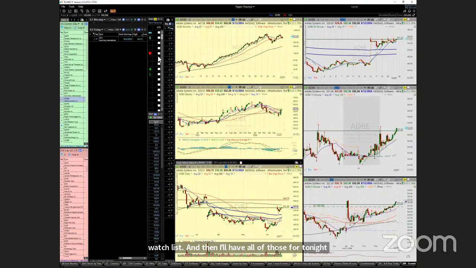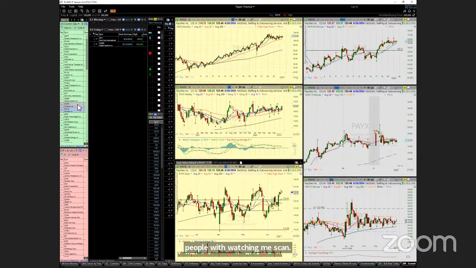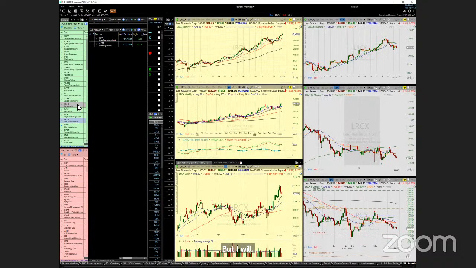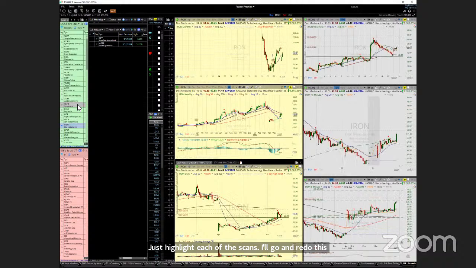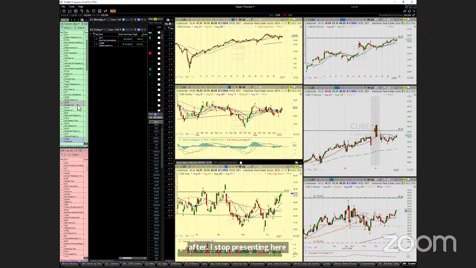I like Adobe. So this is all I do. I don't want to bore people with watching me scan, but I will just highlight each of the scans. I'll go and redo this after I stop presenting here. And I keep the line from a previous time on there, so it also brings some attention to me.